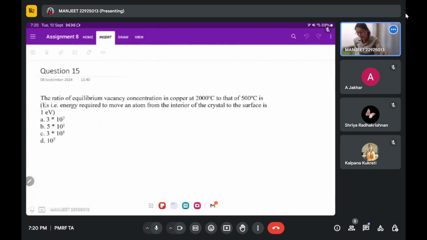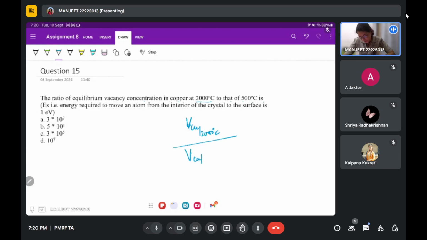Now, in this question, which is a numerical question, it asks for the ratio of the equilibrium vacancy concentration in copper at 2000 degrees Celsius to that at 500 degrees Celsius. We have to find the vacancy concentration of copper at 2000 degrees Celsius divided by that at 500 degrees Celsius, and Es is the energy required to move an electron from the interior to the surface. It is 1 electron volt.